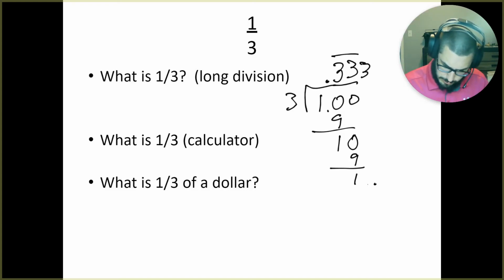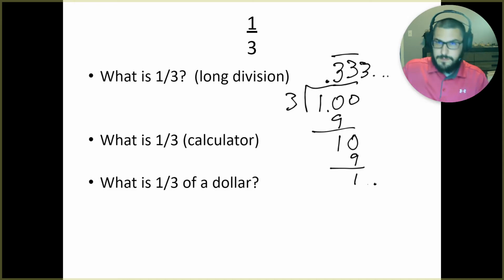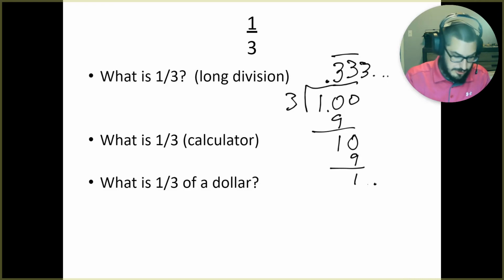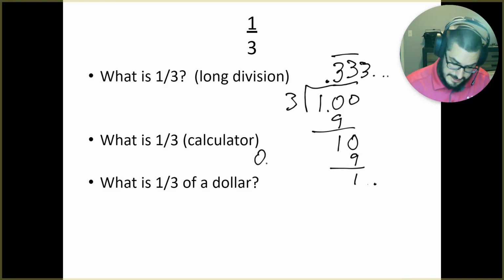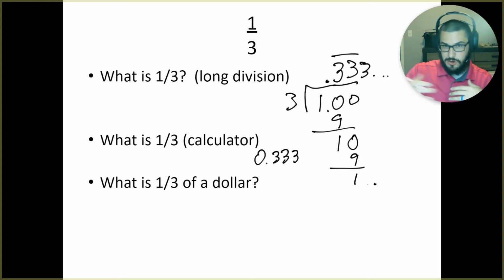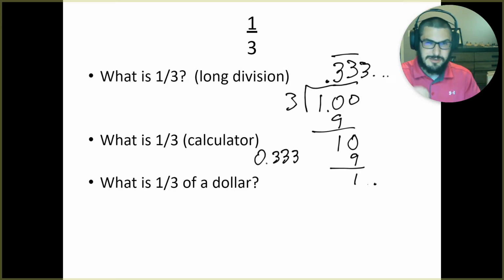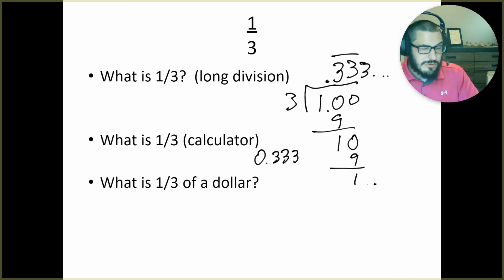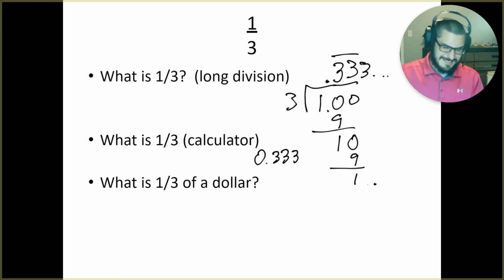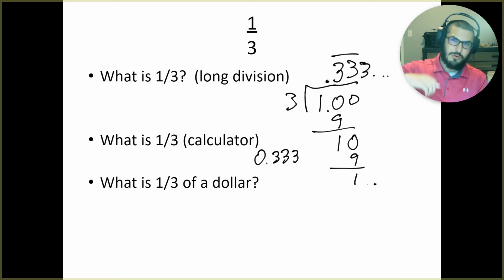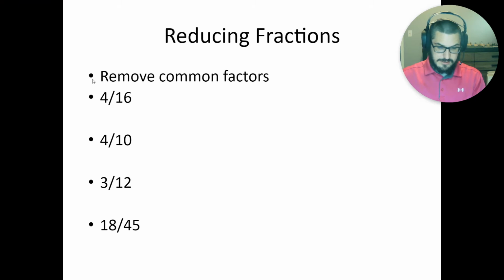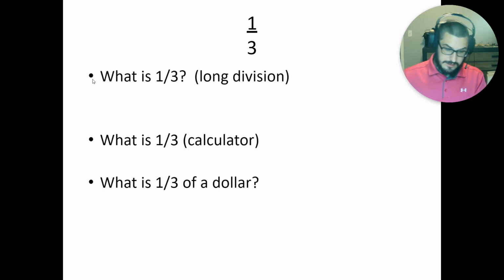It'll be 0.333 all the way down. And if you type that in the calculator, 1 divided by 3, you'll get just that, 0.333 all the way to the end. And if you've got 1/3 of a dollar, we can't exactly do that because it'd be 33.333 cents all the way out, and so we just have to round it to 33 cents, but that's not exactly correct. Okay, so 1/3 is 0.3 repeating though.